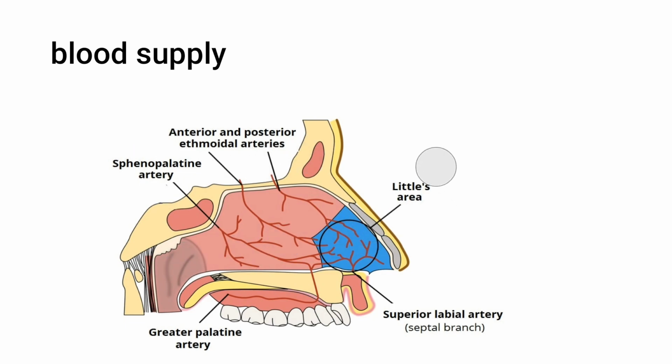Now Little's area. Little's area is the area that is formed due to the anastomosis of four major arteries. So we have the anterior ethmoidal artery. Remember, there is no posterior ethmoidal artery in the anastomosis. And then we have the sphenopalatine artery, the greater palatine artery, and the superior labial artery. So they anastomose at the level of Little's area.